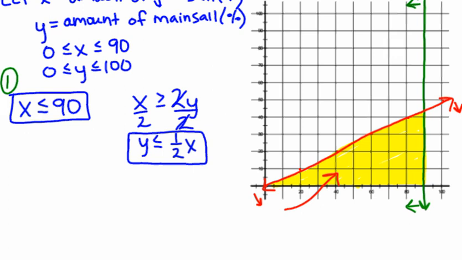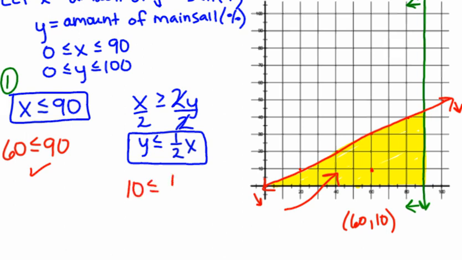If we want to pick one again, just to check, let's say this point here, which is 60 and 10. So let's see if that point satisfies these inequalities. For the first one, is 60 less than or equal to 90? Yes. Now here I enter both my x and y values because they have two variables. Is 10 less than or equal to 1/2 times 60? 10 is less than or equal to 30, which also satisfies.